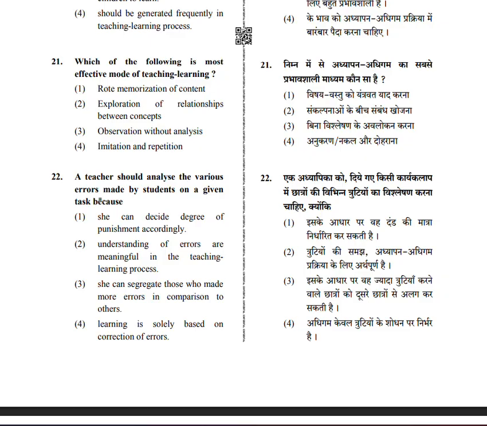Which of the following is the most effective mode of teaching learning? Rote memorization of content, exploration of relationship between concepts, observation without analysis, or imitation and repetition. The most effective mode is exploration of relationship between concepts, because it promotes deeper understanding and critical thinking. Rote memorization, observation without analysis, and imitation and repetition are less effective methods. So next one.